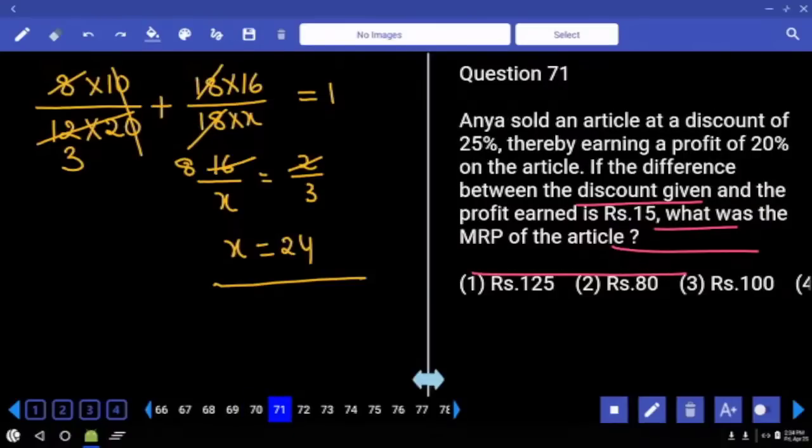Anya sold an article at a discount of 25%, thereby earning a profit of 20% on the article. If the difference between the discount given and the profit earned is 15, what was the MRP of the article?